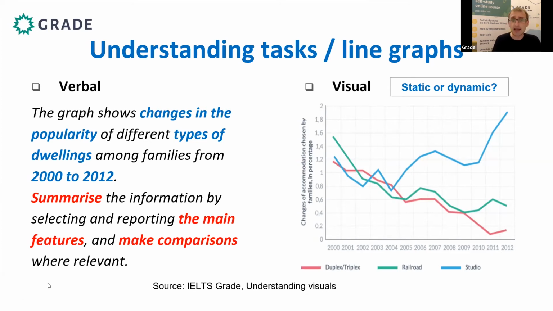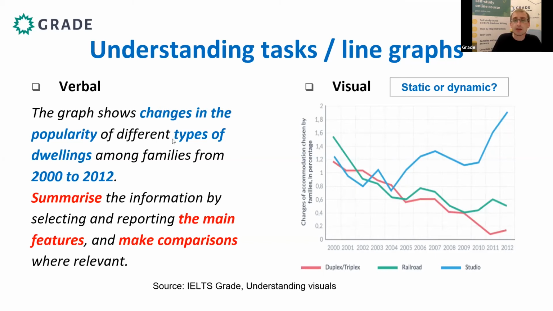And now it's time to look at the visual part. And if we talk about this line graph, we actually have a few lines, 3 of them, which represent 3 kinds of dwelling that people used, for example, from 2000 to 2012.